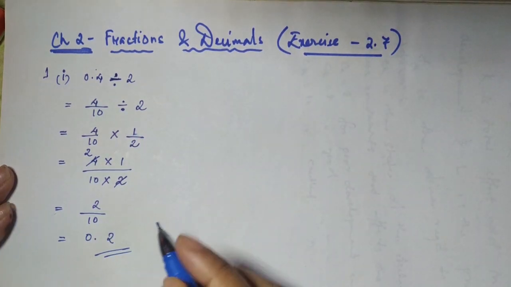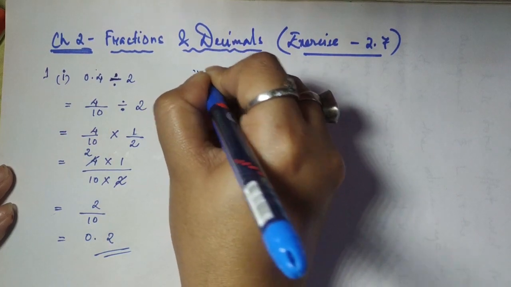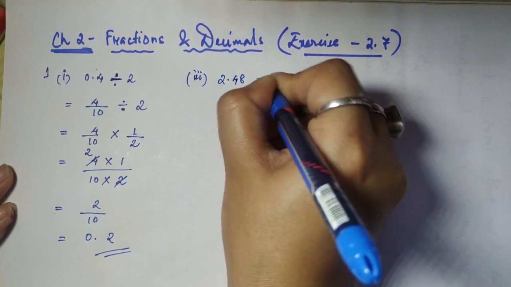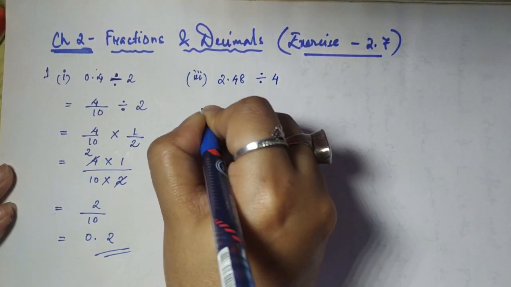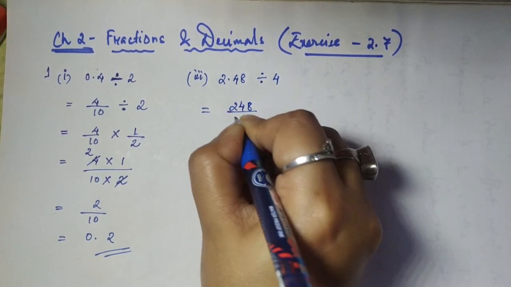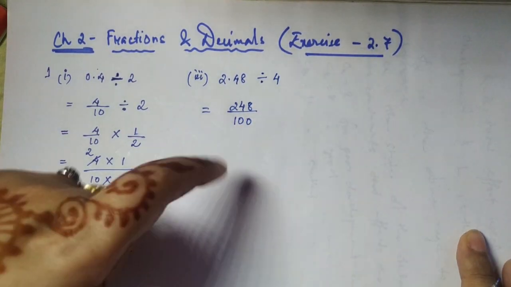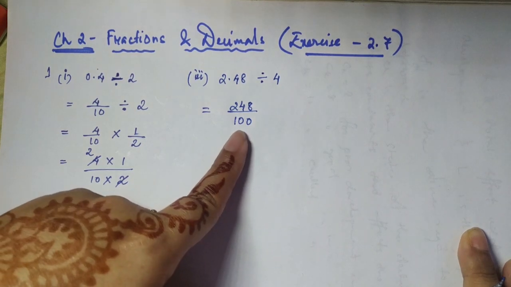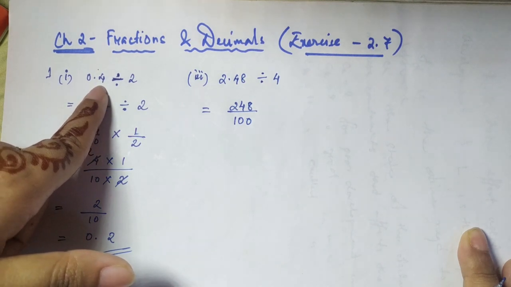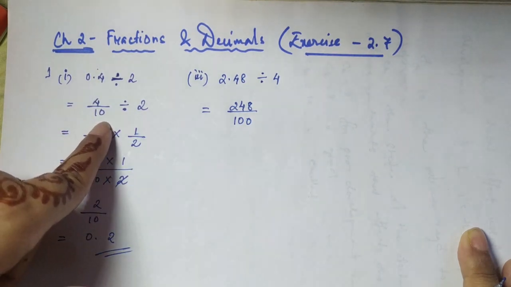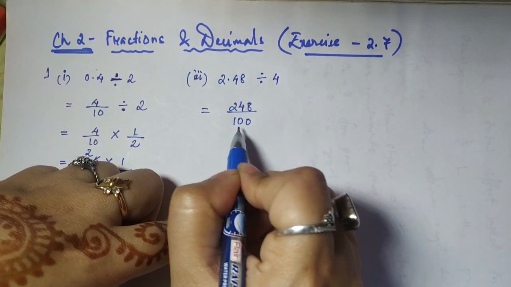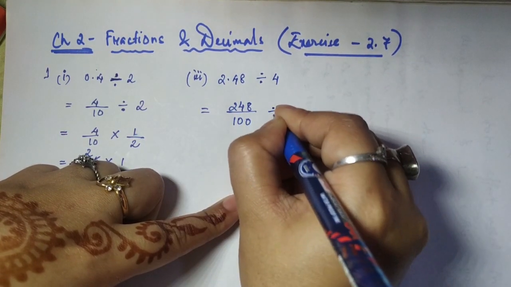Okay? Now I'll show you one more, that is question number 3. In question number 3 you will have 2.48, right, divided by 4. Now let us convert this into a fraction. So it will become 248 divided by 100. Now there is a trick here. You might see how many zeros I will add here. Here if you can see, after the decimal there was one digit, so I put 10 here. Here after the decimal there are 2 digits, 4 and 8. So it will be 100. So let it be 4.